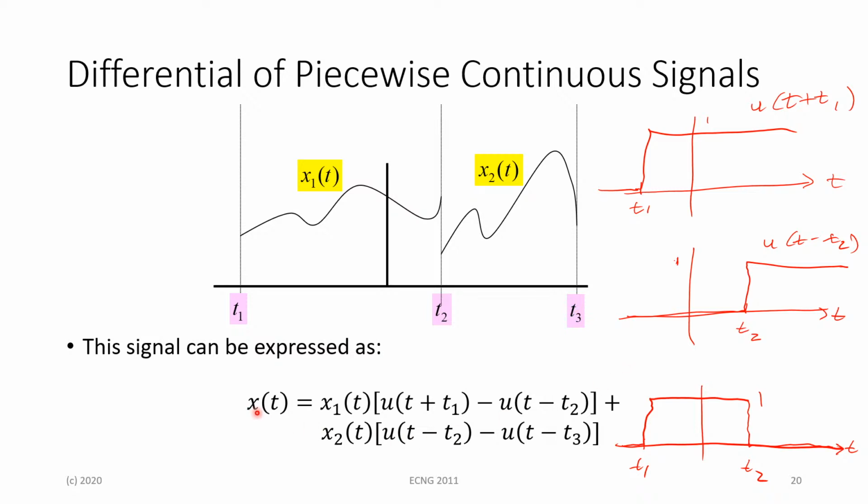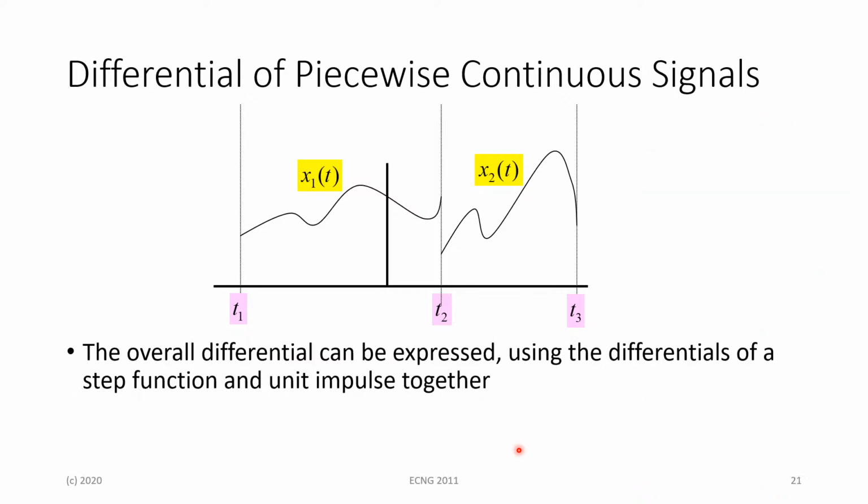Now because we express our x of t signal here using our unit steps accordingly to get our rectangular frames or rectangular windows, when we move towards the differential of the signal, we can basically express this using the differential of the step function and the unit impulse together. The unit impulses here would be where we have our discontinuities, and our step functions would have been our u of t signals representing where our time windows or rectangular windows existed for x1 of t and x2 of t accordingly.